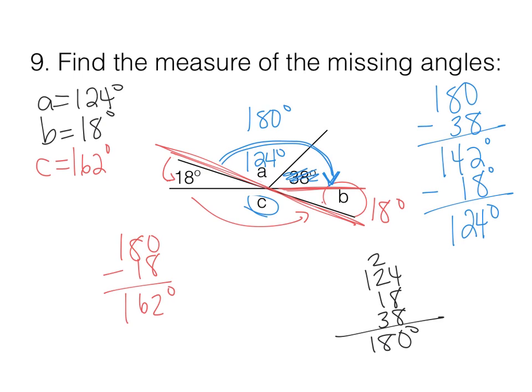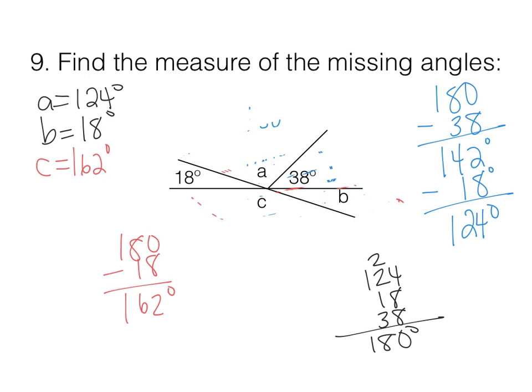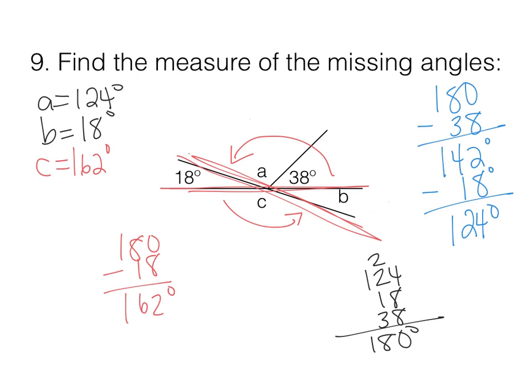The other thing that you could have done, let's erase some more so you can see a little better, is if these are my intersecting lines, that means that this is a vertical angle with this. So I know that A is 124, and then this angle is 38. So all the way across is 162 degrees. That means that C would also be 162 degrees. So there's multiple ways to solve that one.